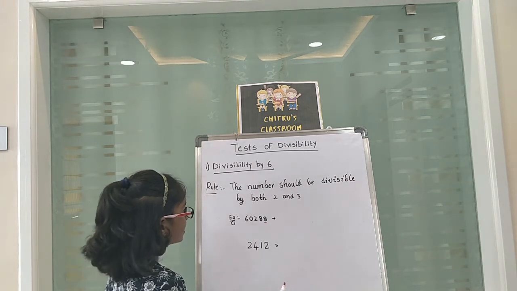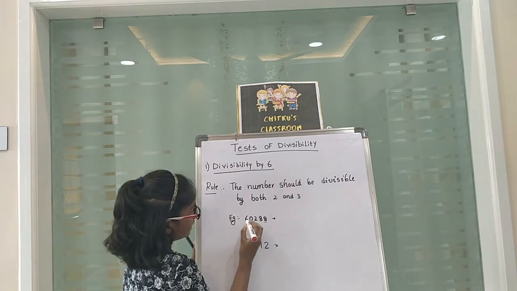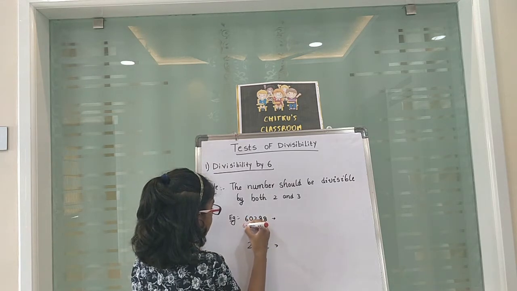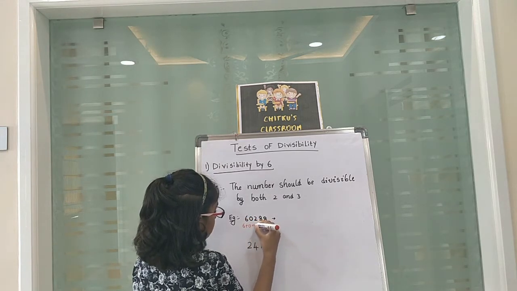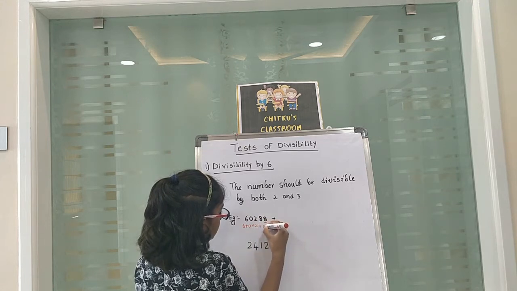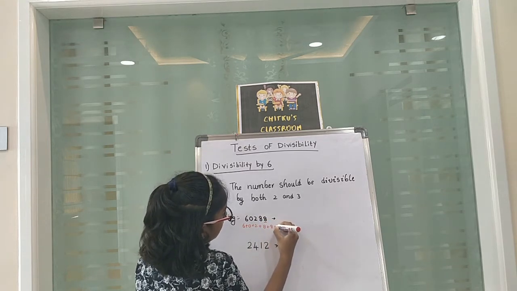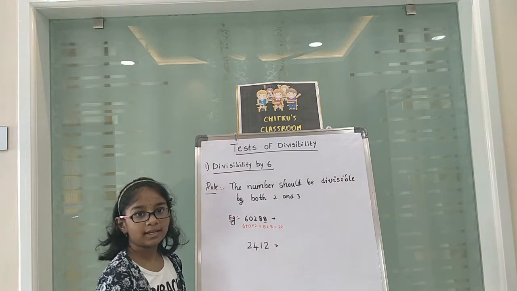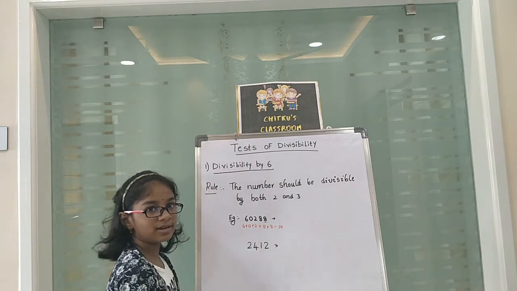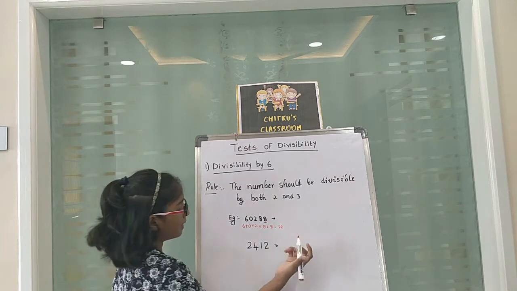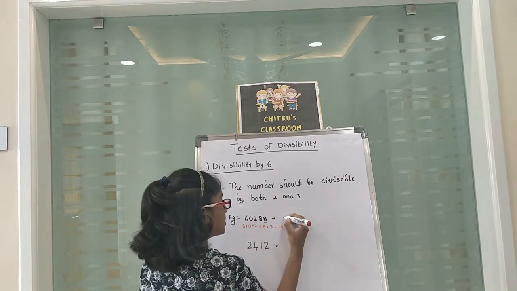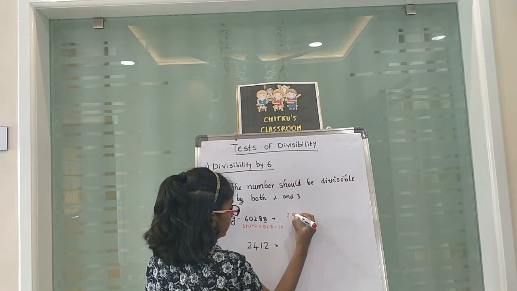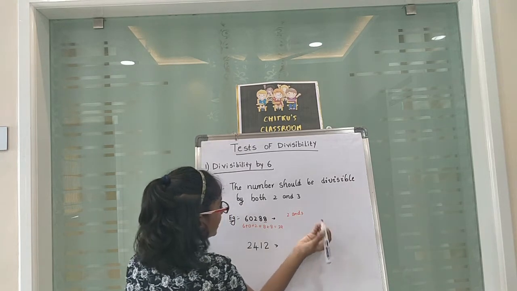Now let's check if it's divisible by 3. Let's add 6 plus 0 plus 2 plus 8 plus 8. The answer is 24. 24 is divisible by 3, since 3 times 8 is 24. So that means this number is divisible by both 2 and 3, so it's divisible by 6.